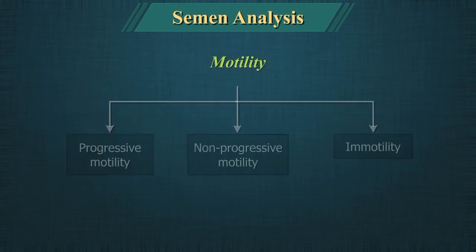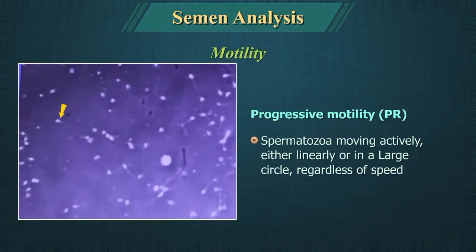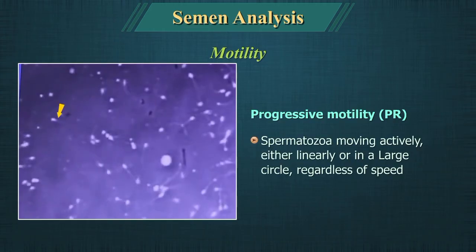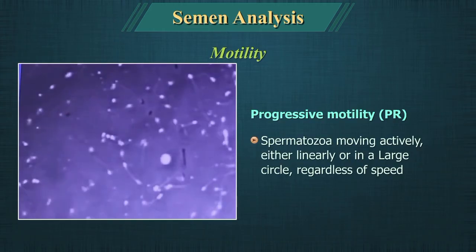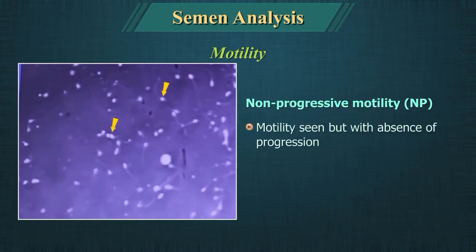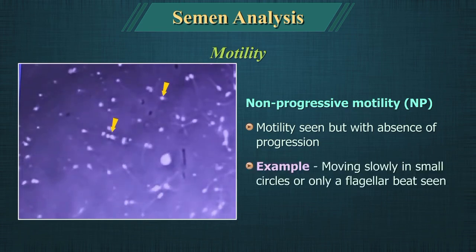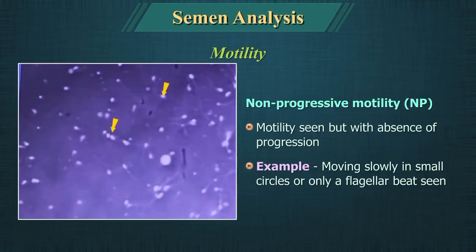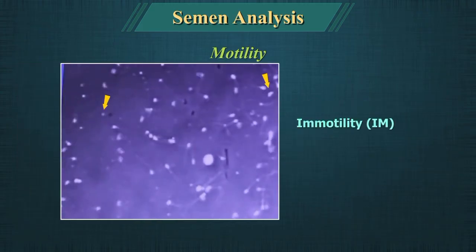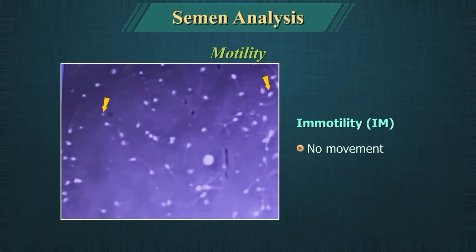Motility is graded as progressive motility. Count the spermatozoa moving actively either linearly or in a large circle regardless of speed. Non-progressive motility. Count spermatozoa showing motility but with absence of progression, for example, moving slowly in small circles or only a flagellar beat seen. Immotility. Spermatozoa showing no movement whatsoever.